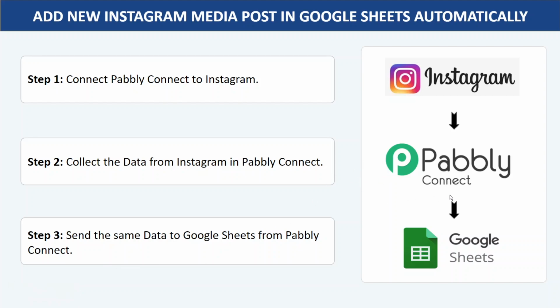So in the third step, whatever data is captured by Pabbly Connect from Instagram will be sent to Google Sheets. So in simple terms, first we have to connect Instagram with Pabbly Connect, and then we have to connect Pabbly Connect with Google Sheets. So let me just show you how it is done on my screen.